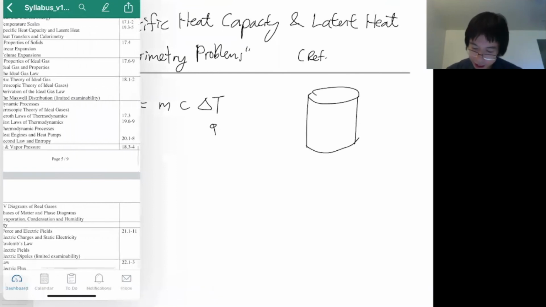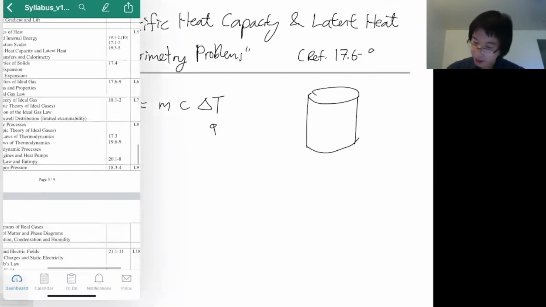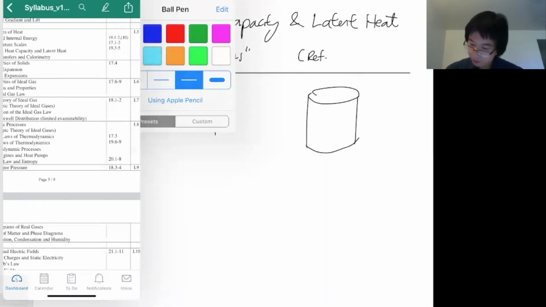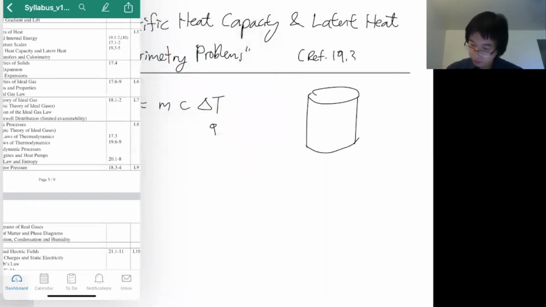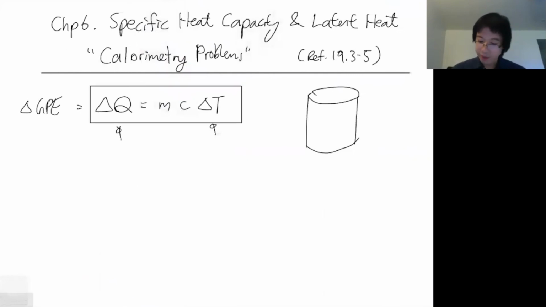What is the reference chapter? 19.3.5, 3 to 5. 3 is specific heat, 4 is latent heat, 5 is applications of specific heat and latent heat. All right, so that is the plan. So this is a formula you need to know from this chapter.